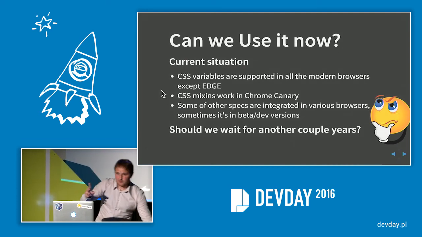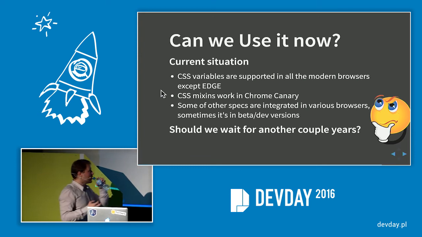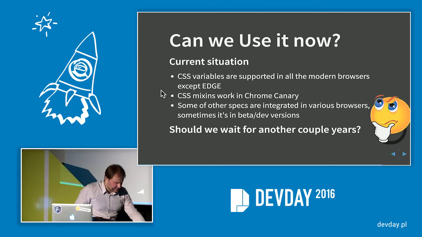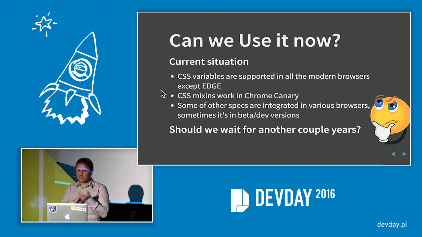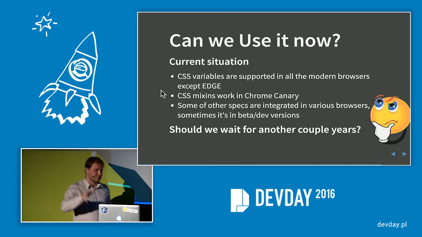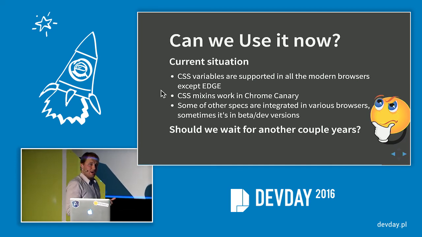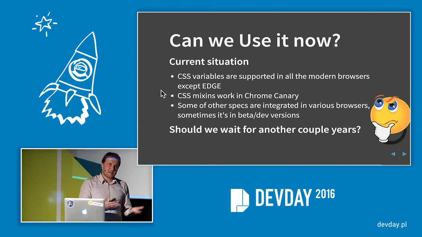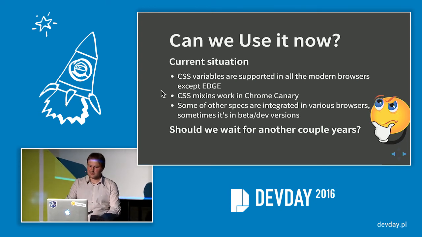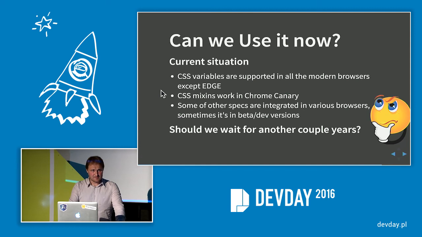The main question for today is, can we use all this today? Let's take a look. So I already showed that CSS variables are supported in mostly all the browsers except Edge, but they work on this. CSS mixins work in Chrome Canary. I also showed you how it works. Some other specs I applied in different browsers, but sometimes it's beta or dev versions. So should we wait for another couple of years?